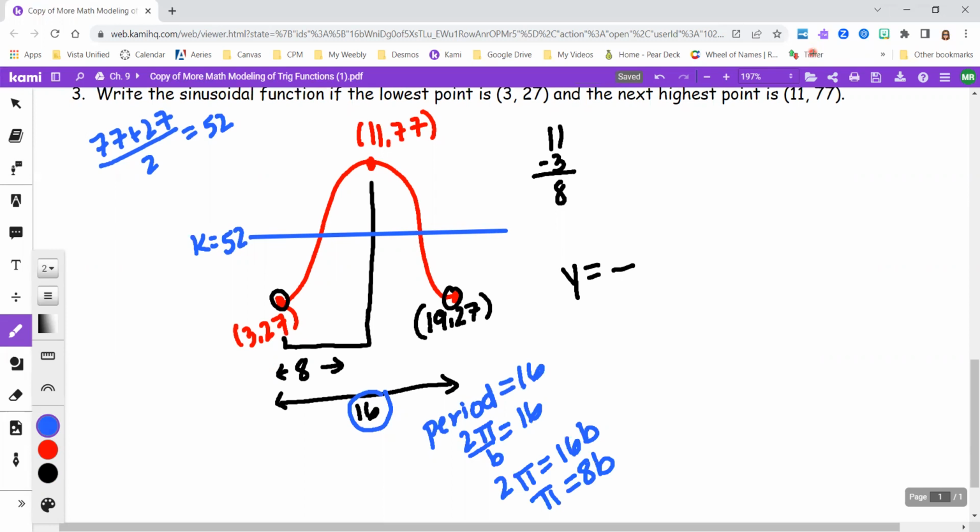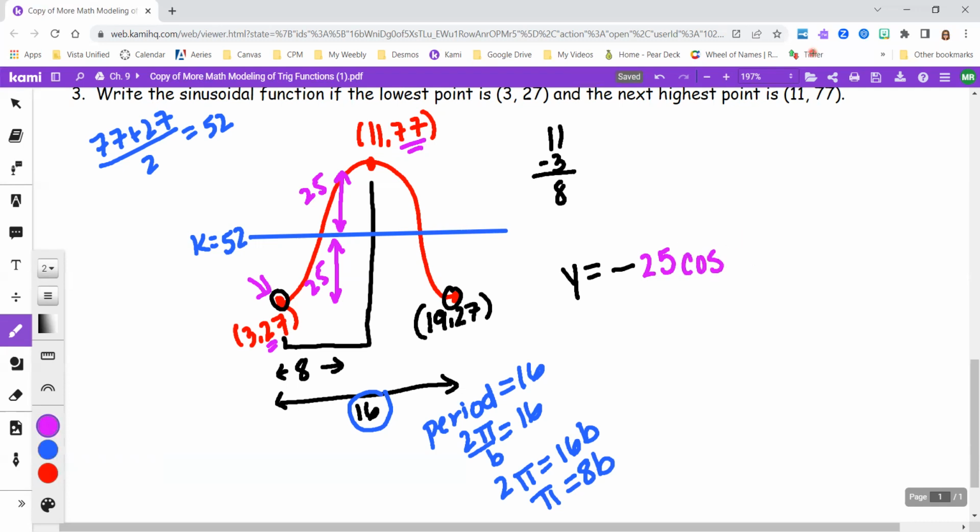So for this, I know I'm going to have y is equal to, and when I'm trying to figure out what my amplitude is, it's the distance from here to here and here to here. Well, since all the way from the top to the bottom is 50 because I have 77 high, 27 low, this is going to be 25 and 25. So my amplitude is going to be y is equal to a negative 25 times where I'm going to start, which is right here. So x minus 3. Sorry, I forgot my cosine.